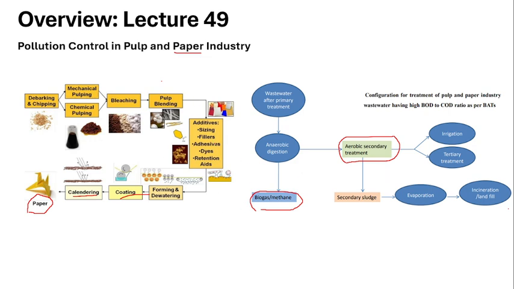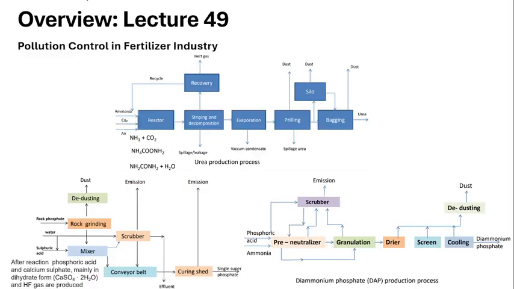Now coming to the fertilizer industry, we know that fertilizer is inevitable for crop production. Our soil fertility is decreasing, so we need fertilizers to improve soil fertility and to maximize the yield of different crops. The main fertilizer which is inevitable in our agriculture is NPK.